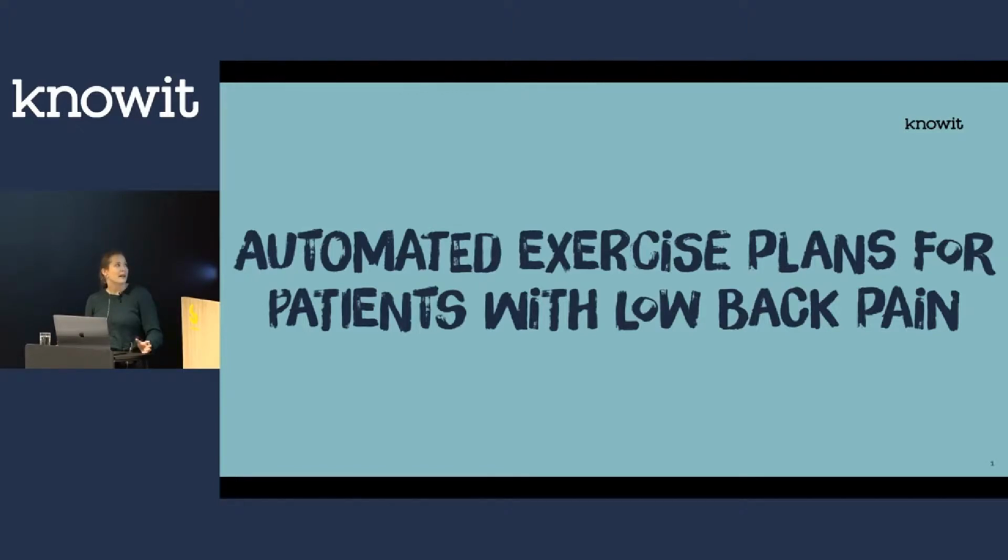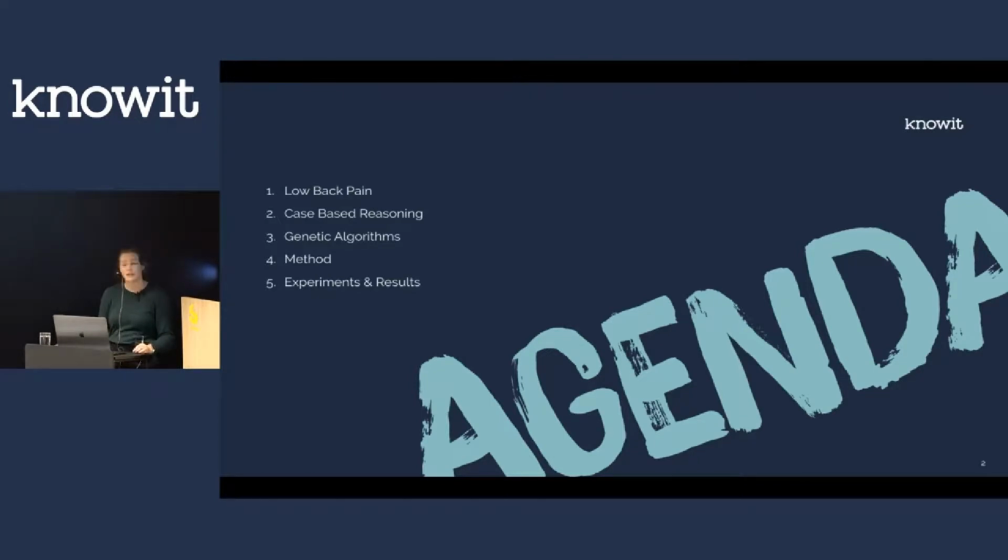Now, as you can probably understand by the length of that project, it's kind of an extensive process. So this is just a proof of concept, just to see if you can create exercise plans and how that works. So the agenda today, I'm going to start to talk a little bit about low back pain, why this is an interesting domain to work with and why you could use AI on it. I'm then going to talk about case-based reasoning and genetic algorithms in general, because that's the methods that I used, or was inspired by at least. I'm then going to show you my method and how I combine them, and present some experiments and results from them in the end.